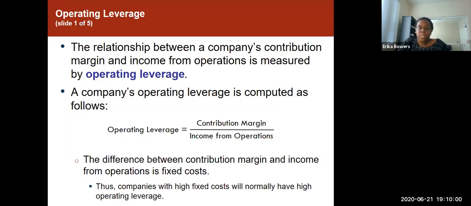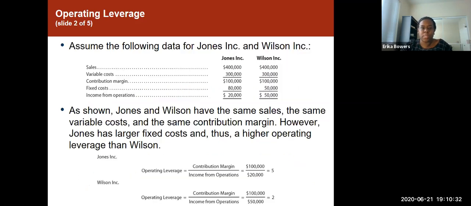Okay. The next thing we're going to look at is operating leverage. Operating leverage is the relationship between the company's contribution margin and income from operations. So it's computed contribution margin divided by income from operations. Thus a company with high fixed costs will normally have high operating leverage, meaning that you can make a bigger impact when you change something within your process.